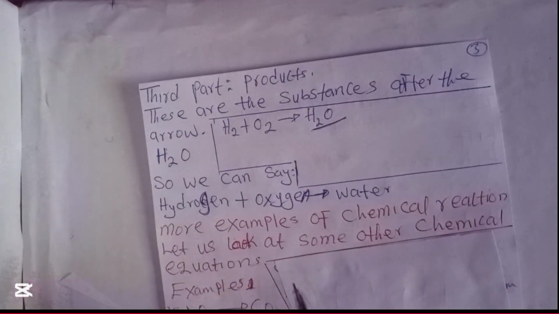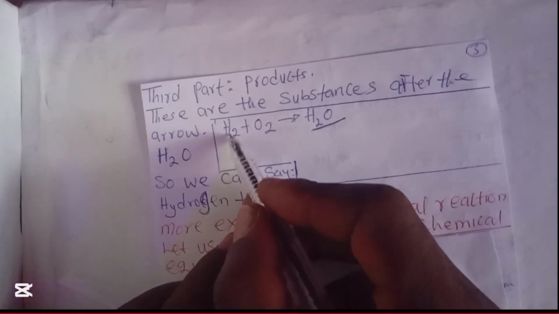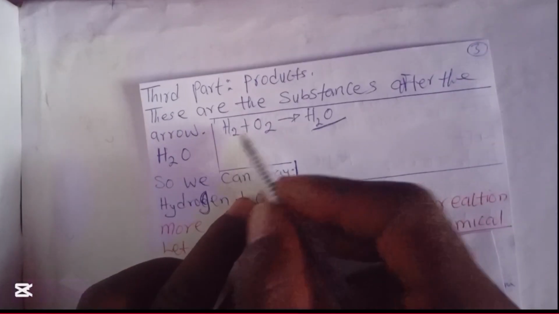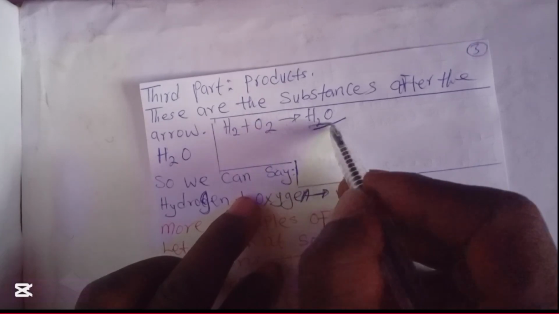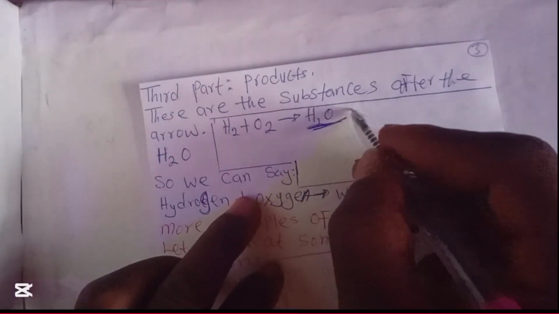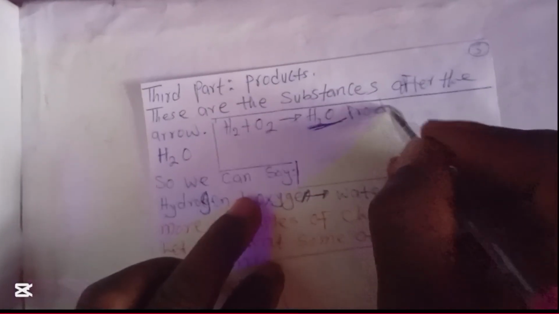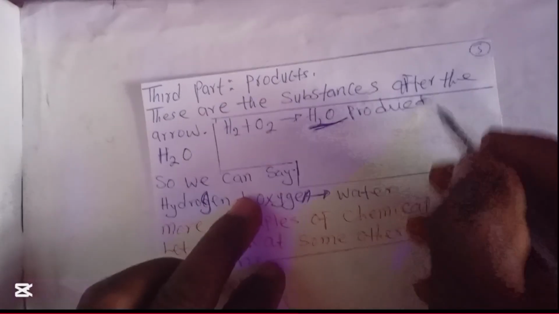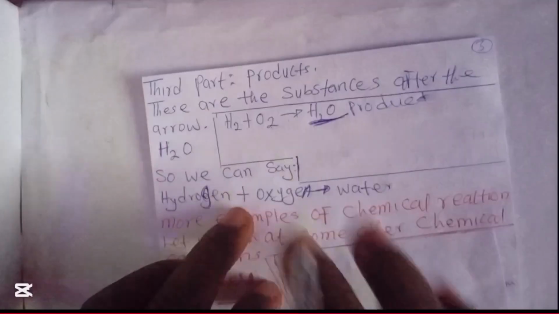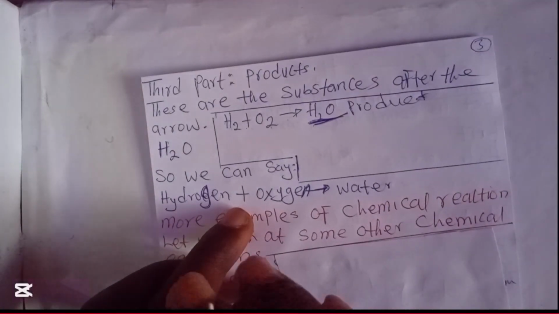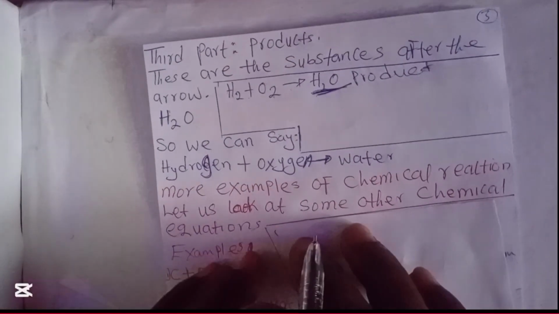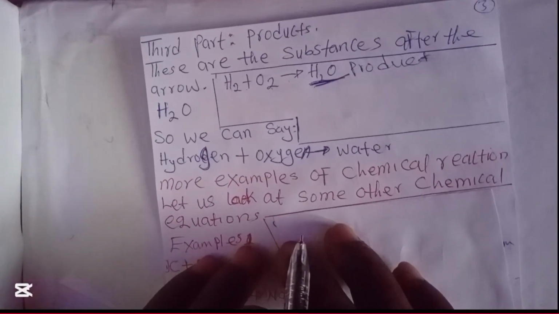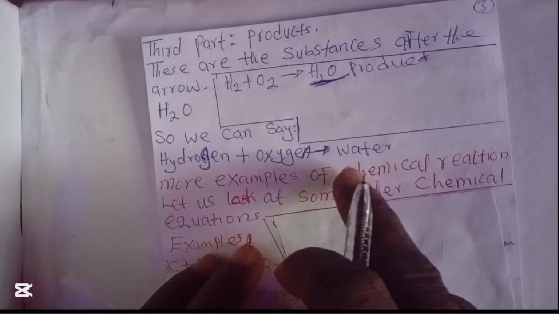Now, here we have hydrogen plus oxygen. This is the arrow. After the arrow, this is what we have. This is what? The product. The product in this reaction. Now, H2O is the product part. So we can say hydrogen plus oxygen giving us water.